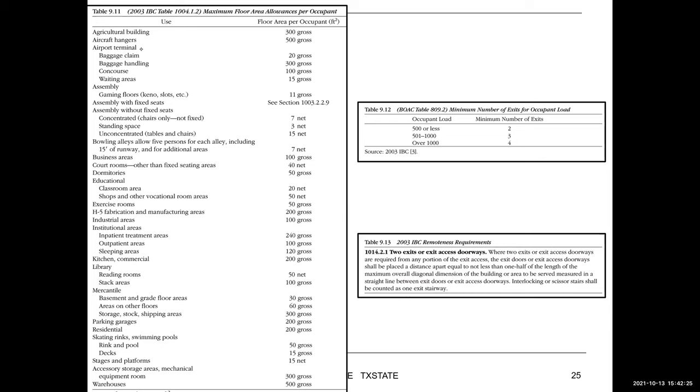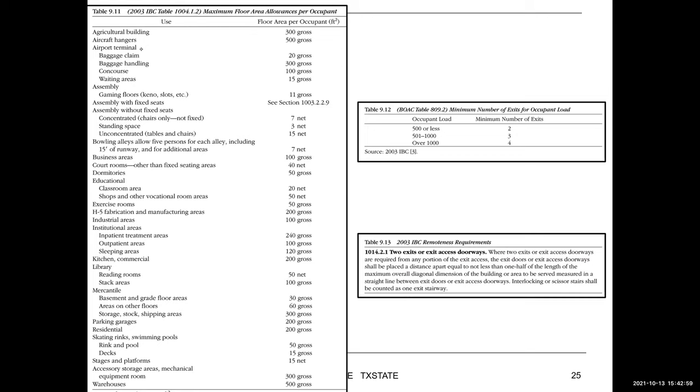And then the IBC remoteness requirements: where two exits or exit access doorways are required from any point of the exit access, the exit doors or exit access doorways shall be placed a distance apart equal to not less than 1/2 of the length of the maximum overall diagonal dimension of the building or area to be served, measured in a straight line between exit doors or exit access doorways.